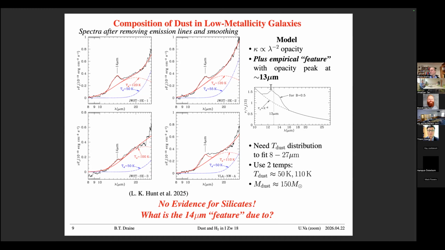When we do this with a reasonable estimate for what the magnitude of the opacity is, so we need not just a wavelength dependence here, but a magnitude for the opacity, with an opacity that will be representative of various materials like amorphous carbon, we would have a dust mass of something like 150 solar masses needed to explain the emission just in these four apertures.